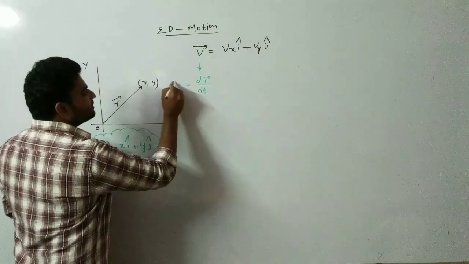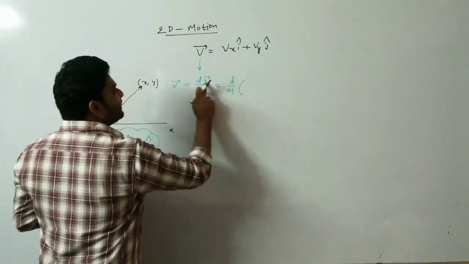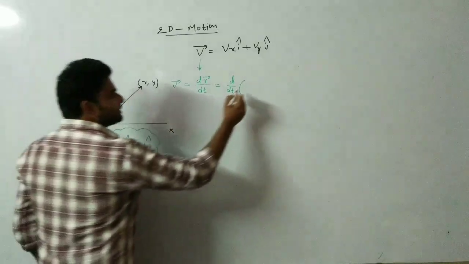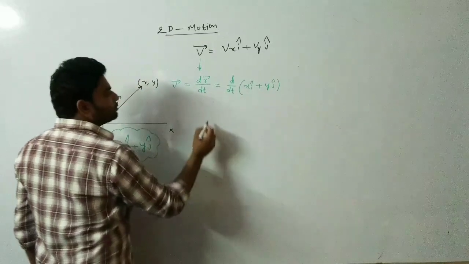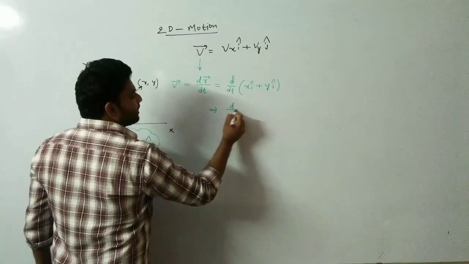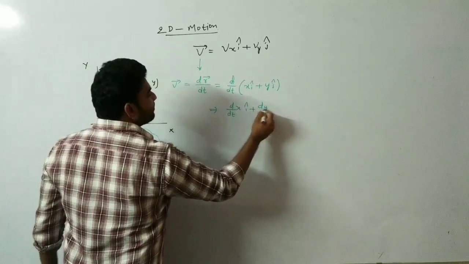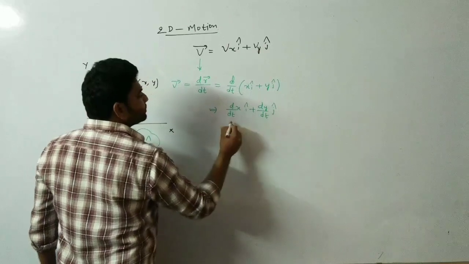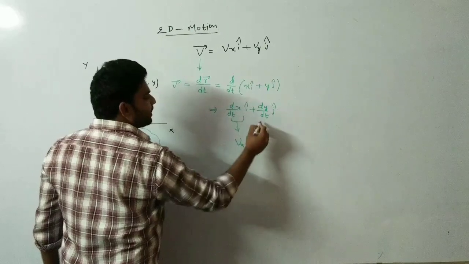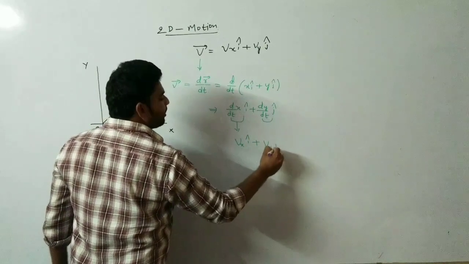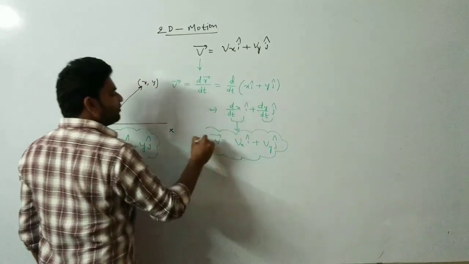If I do that, I will get my velocity vector, which equals d by dt of my r vector, that is x i cap plus y j cap. Further simplification, I can write dx by dt into i cap plus dy by dt into j cap. So this becomes my Vx along unit vector i cap, and this becomes Vy along j cap. This is my velocity vector V.